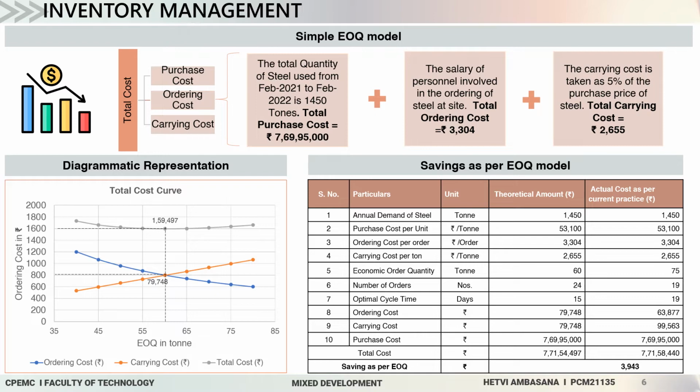In the left side graph, we can say that at the intersection of ordering cost and carrying cost, the total cost is minimum and the quantity corresponding to that is 60 tons. Here, the most economical point obtained is 60 tons and the cost is around rupees 79,000. After calculating the cost as per EOQ model, I have compared the actual cost as per site and the theoretical amount. As per EOQ model, a total of 3,943 rupees is saved if 60 tons of steel are ordered at an interval of 15 days with 24 orders.